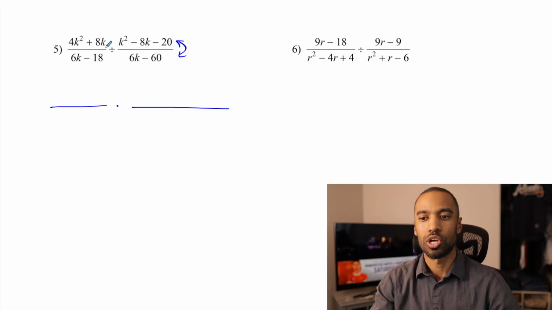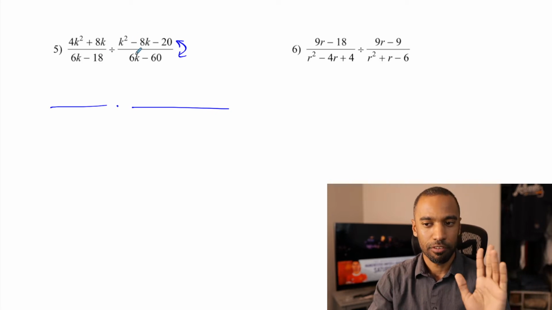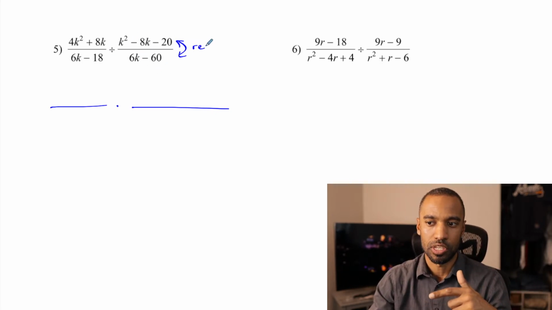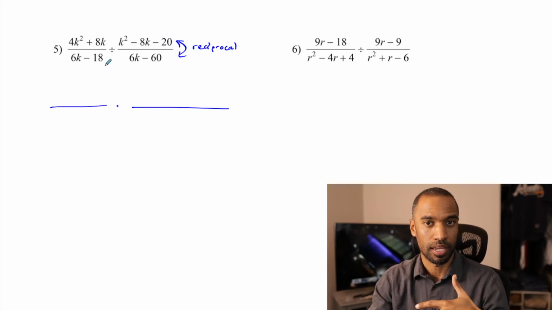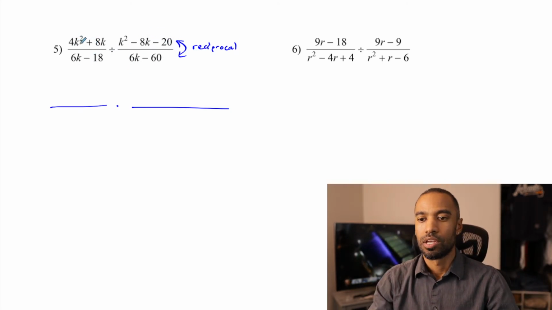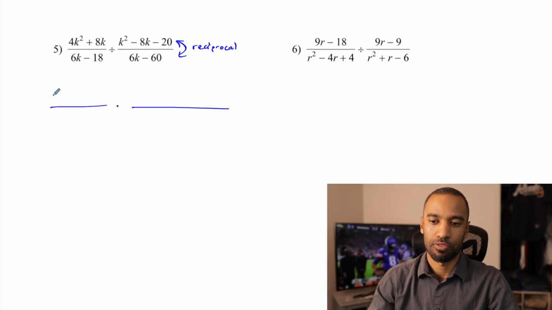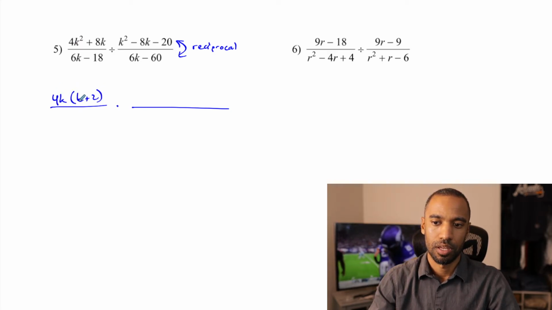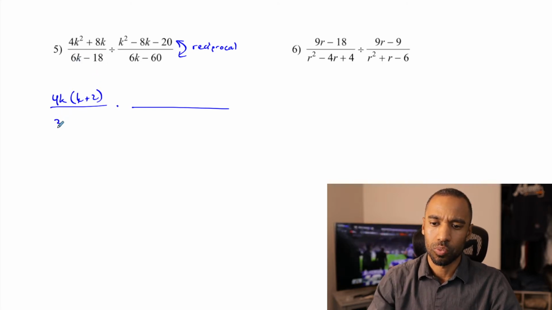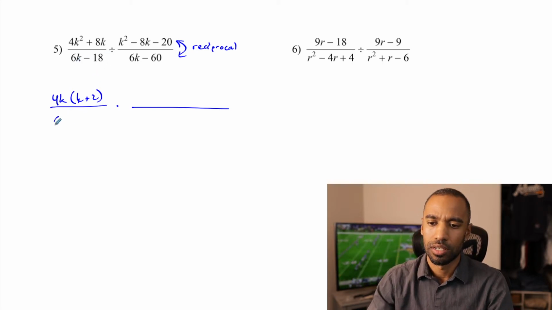So what I'm doing here, dividing a fraction is multiplying by the reciprocal of the second one, the divisor right here. Here's the dividend and divisor. So the common factor right here is 4k, and here I'm left with k plus 2. The common factor down here is 6, and we're left with k minus 3.